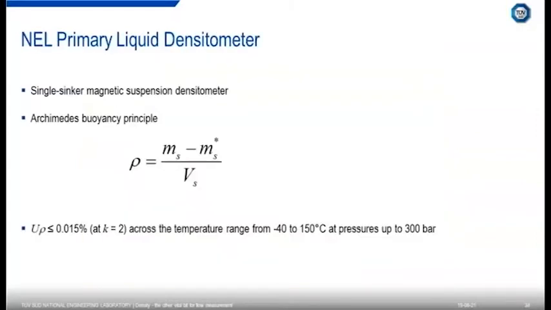Okay, how do we get the densities of those reference fluids? Well, we have a primary standard densitometer here at NEL. It's a single sinker magnetic suspension densitometer using Archimedes' principle, which I described earlier. It's capable of achieving an expanded uncertainty of better than 0.015% across the temperature range from -40 to plus 150 Celsius at pressures up to 300 bar. Across sub-ranges, the uncertainty is actually lower. We can get down to about 0.007, 0.008% in some cases.